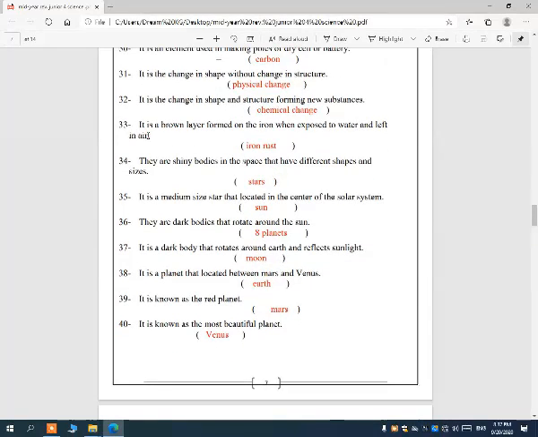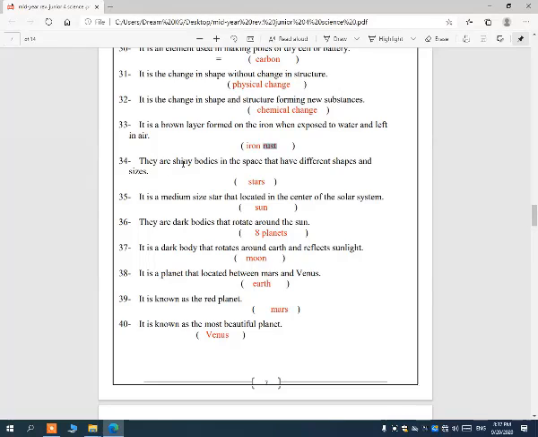33. It is a brown layer formed on iron when exposed to water and left in the air. When I see a brown layer on iron, it will be iron rust. When you leave it in water and air, it will change into iron rust. It will be very bad.